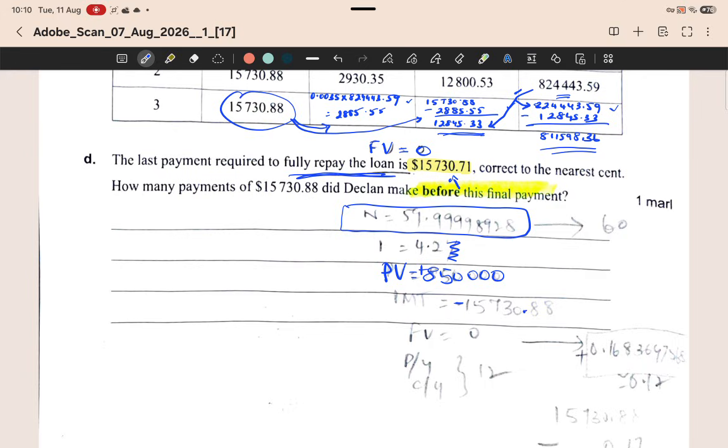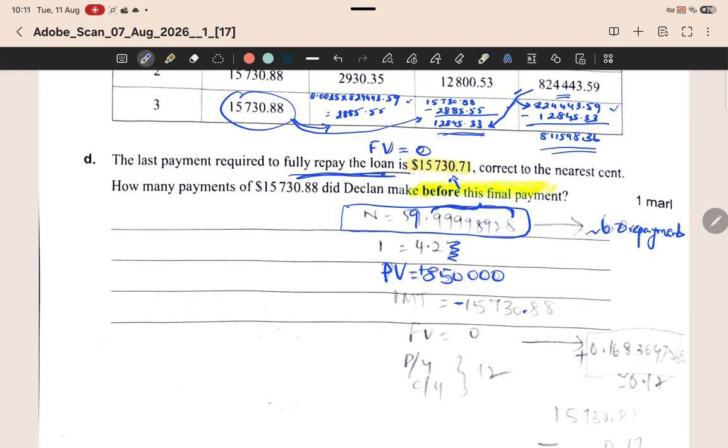And when you put all this information into the calculator, you get an N value of 59.99998928. Now, is it important to write all these decimal places? Yes, it is, especially when you're showing a calculation. And that tells you that it will be approximately 60 repayments. Now, because it's going to be 60 repayments, the 60th one is the value that they have given you to be 15,730.71, which accounts for this part of your time period.